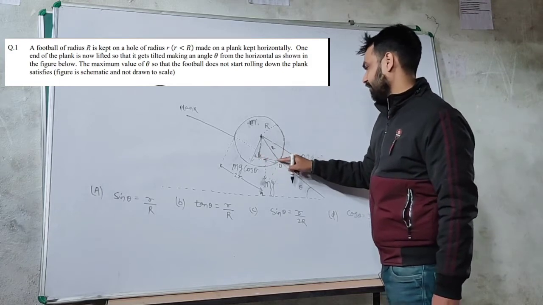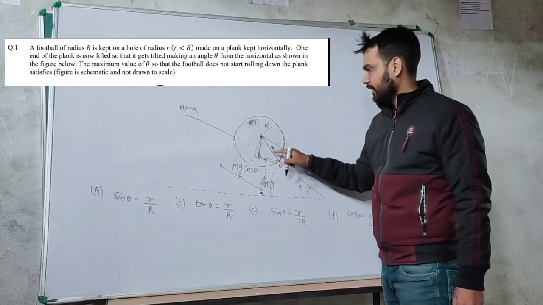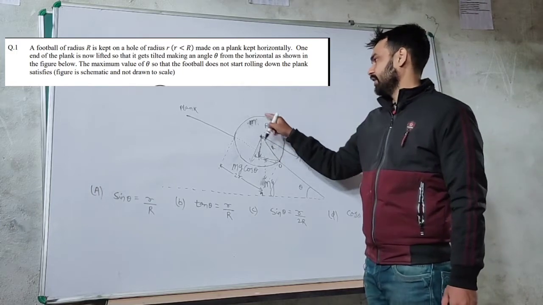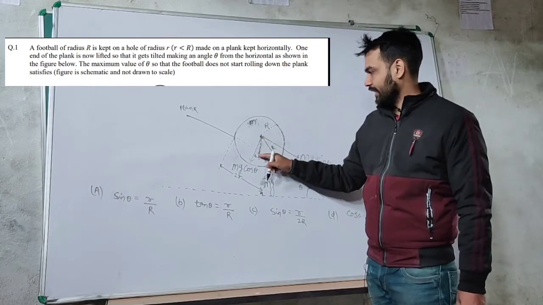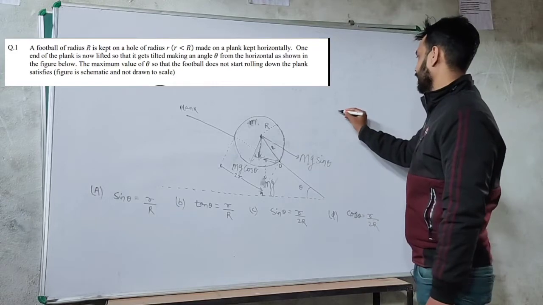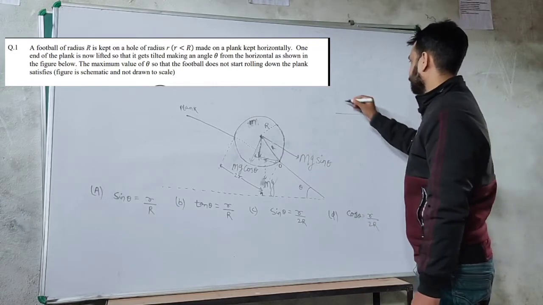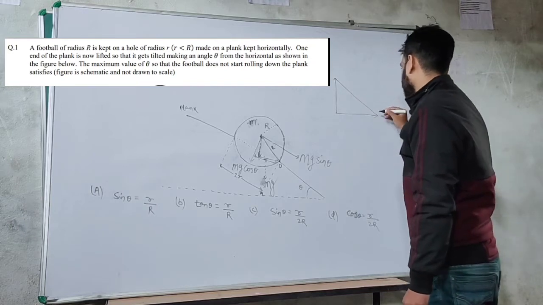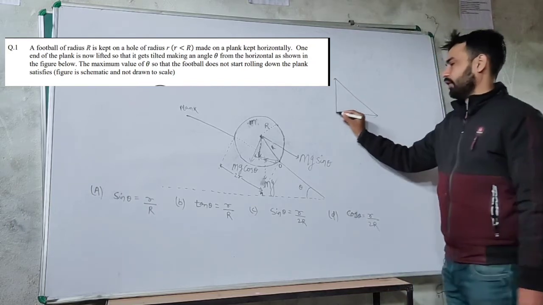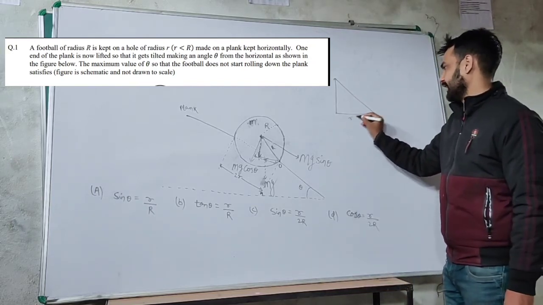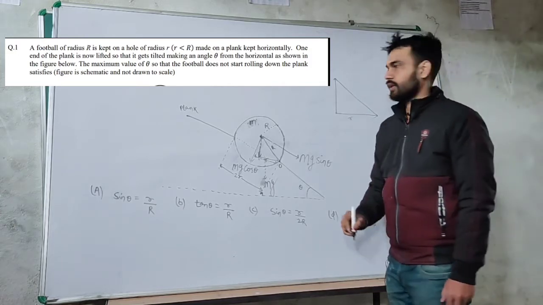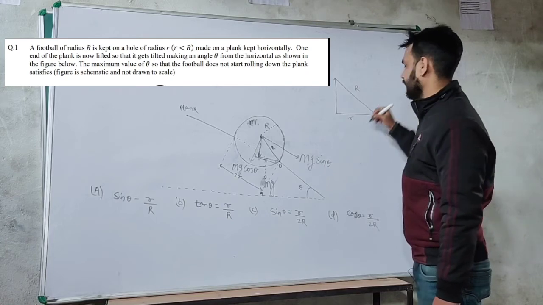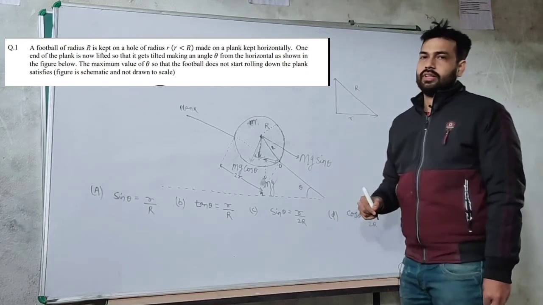Small r is the radius of the hole, and capital R is the radius of the football. We have to calculate this perpendicular distance, so we can draw a diagram. Here is the diameter of the hole; its radius is given in the question as small r. This is the radius of the football, given in the question as capital R.